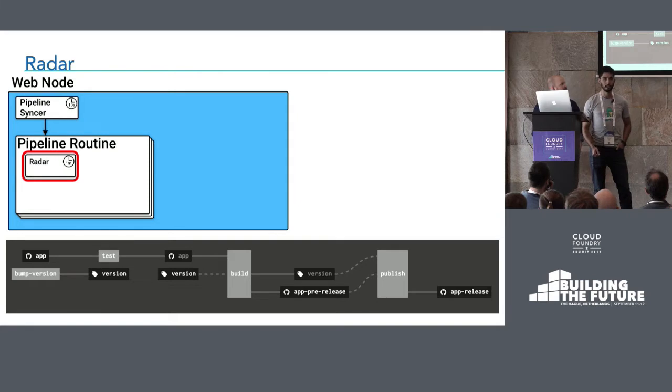We'll talk about radar first, because nothing happens in your pipeline if radar never runs. Radar's job is to check for new versions of every resource in your pipeline. It does this by creating a scanner routine, and it creates a scanner routine for each resource configuration in your pipeline. So one resource configuration in your pipeline is equal to one scanner that radar creates.